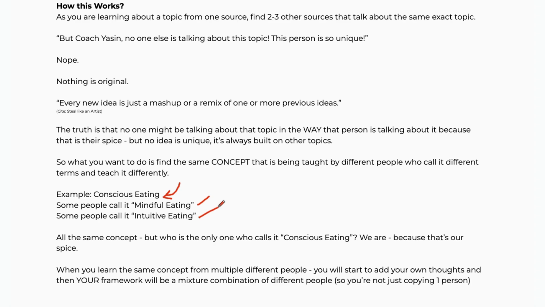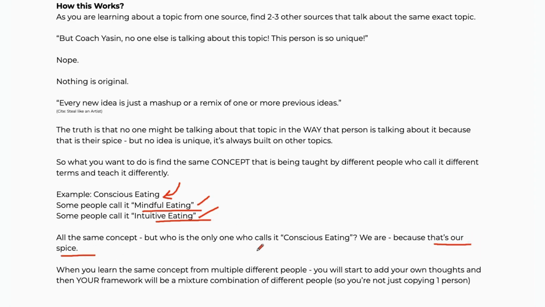Now, if you only learned conscious eating from Remote Wellness Academy, you would think, damn, these guys are geniuses. How do they come up with this? But the reason is because we just took the patterns that we were seeing and then we started putting our own twist to those things. And so they're all the same concept, right? Mindful eating, intuitive eating, they're all the same concept, right? But it's a tweak that we've gone ahead and put in, right? And so that's kind of our spice, right?